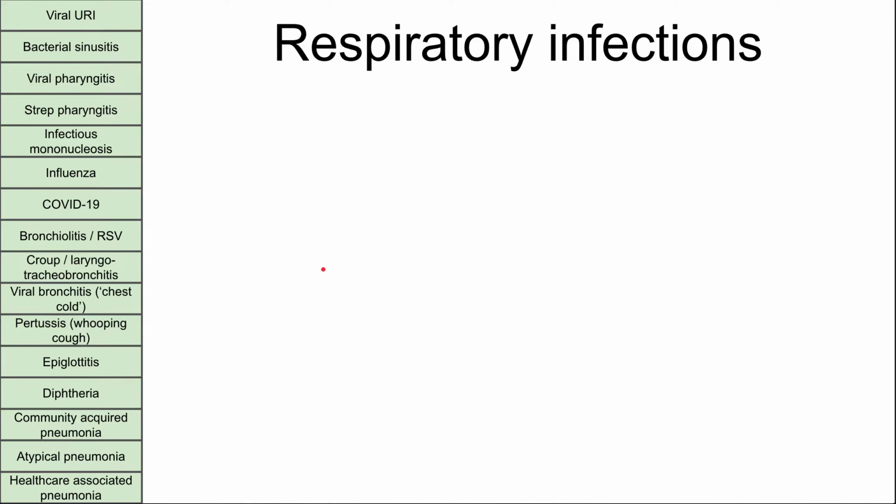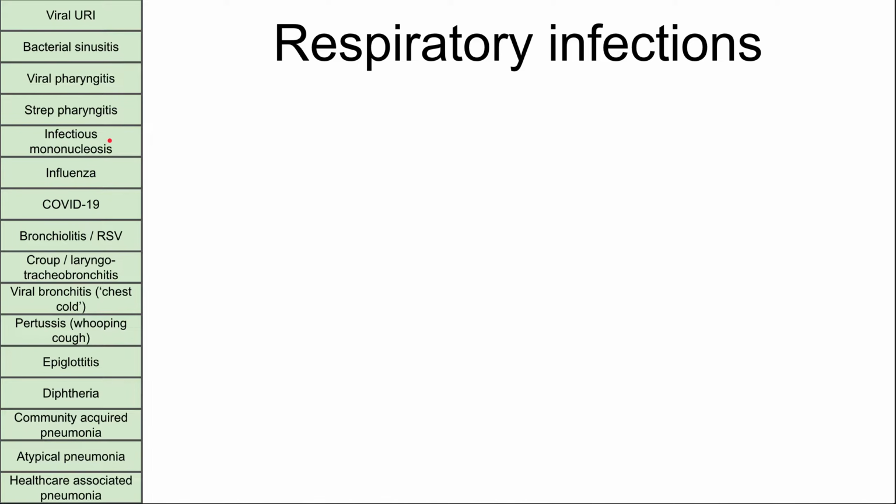This is a video on respiratory infections. I'm going to be talking about infections of the respiratory tract. So that includes the nose, the mouth, the throat, so the pharynx, the larynx, the trachea, the bronchi, and the lungs. Each of the infections I'm going to be talking about is listed on the left here, and I'll be talking about them one by one.